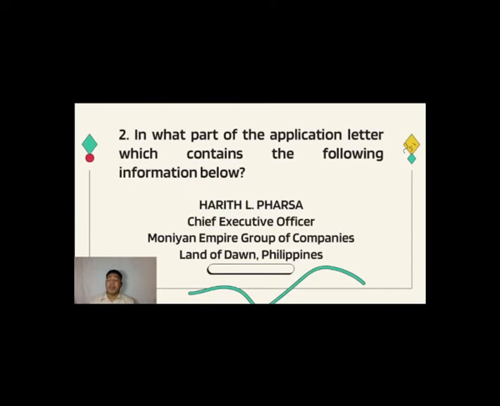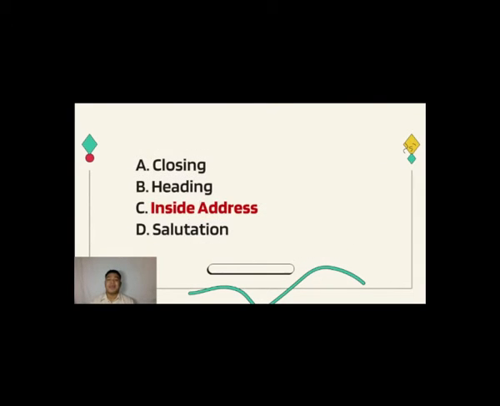Number 2. In what part of the application letter does the following information below appear? Harith L. Farsa, Chief Executive Officer, Munian Empire Group of Companies, Land of Dawn, Philippines. And the correct answer is inside address, letter C.